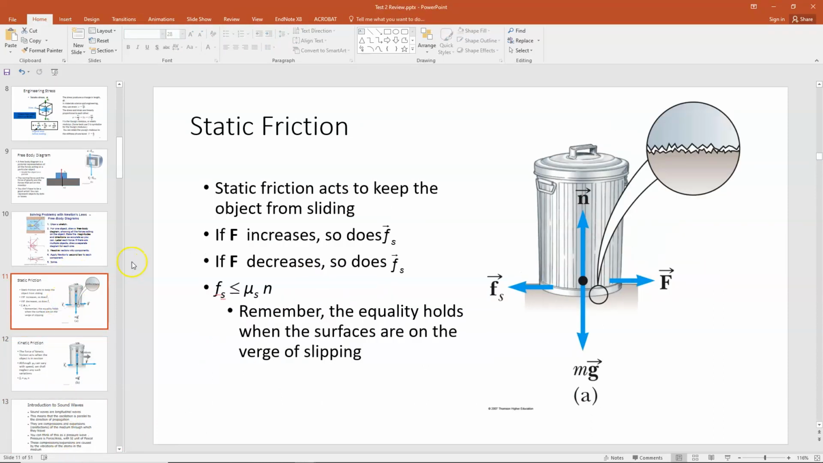Oh, and one more thing. Remember that when you do static friction, this is the friction that would be, hopefully, in between your feet and a surface when you're walking or running, right? You don't want your foot to slip on the surface.